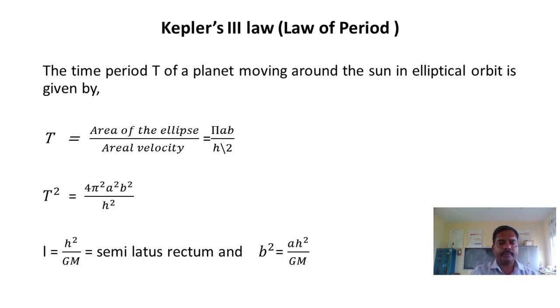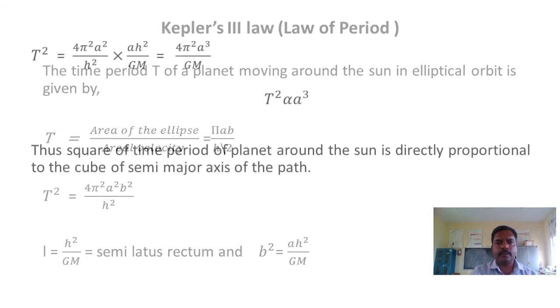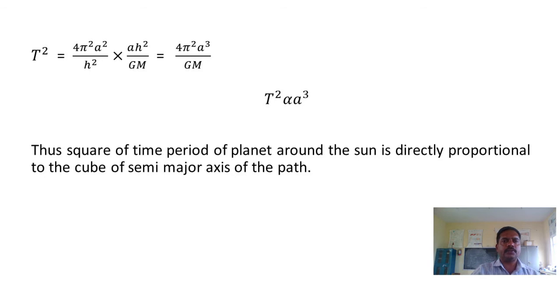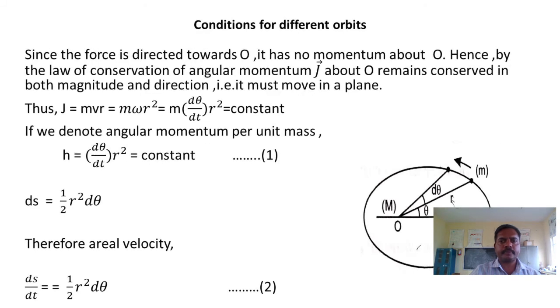The value of L, that is h square by GM, which is the semi-latus rectum, and B square equals A into h square by GM. So T square equals 4 pi square A square by h square into A into h square by GM, that equals 4 pi square into A cube by GM. So the final equation is T square directly proportional to A cube. Thus, the square of the time period of a planet around the sun is directly proportional to the cube of the semi-major axis of the path.